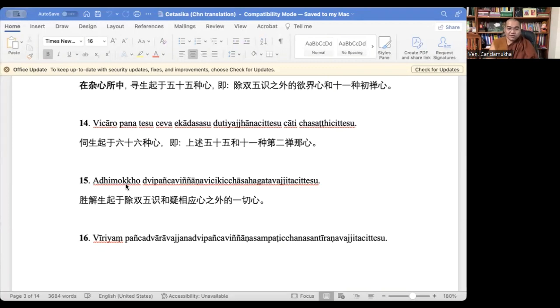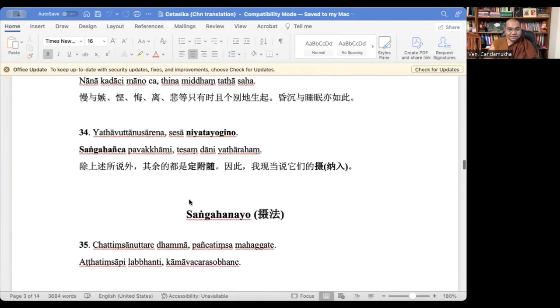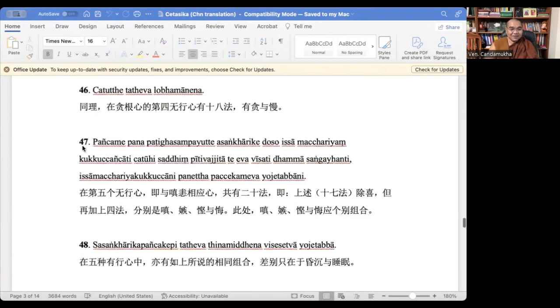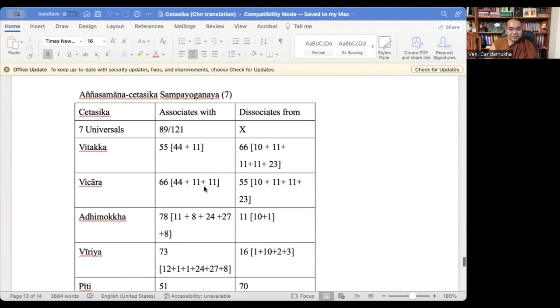Okay, Adhimokkha is associated with 78 consciousness. Let's see, yesterday we already saw the chart. Here, Adhimokkha is associated with 78 consciousness. From the Akusala, you have 11, imagine Akusala 12. Among the 12, Vicikiccha does not associate here.